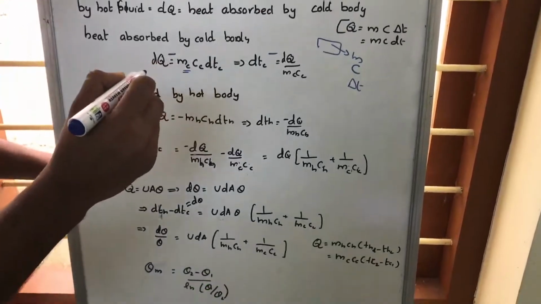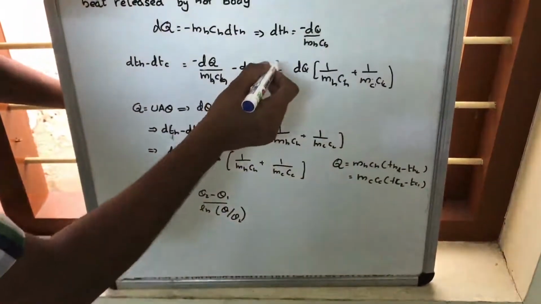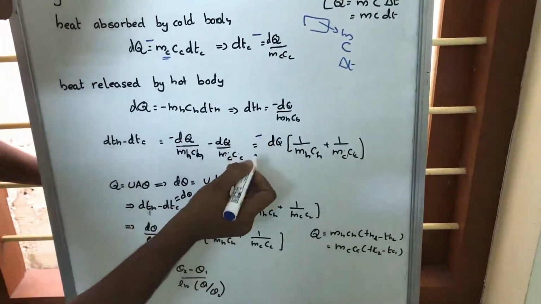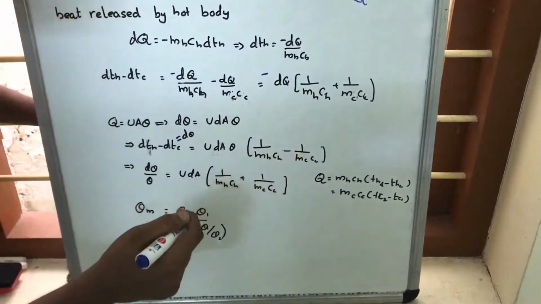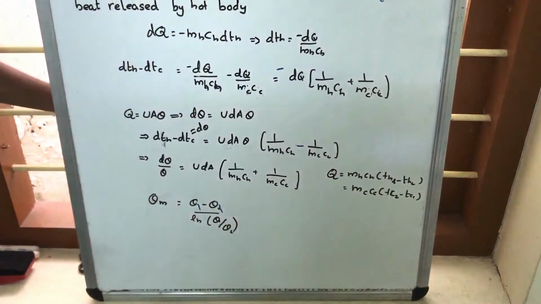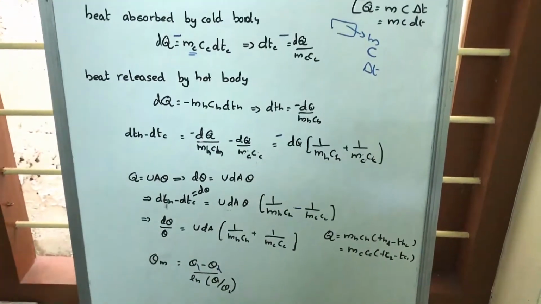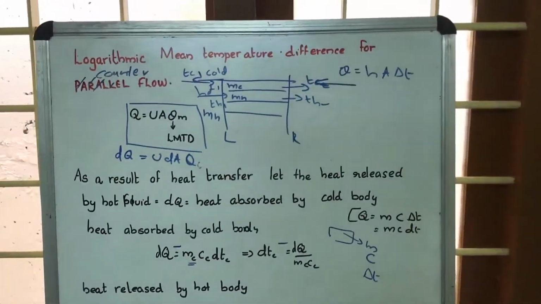So what happens is, at the end, in all these things there will be a change. Here there will be a negative sign, and a negative sign will come here too. Because of that, here there will be theta 1 minus theta 2. This is the difference for counterflow. So counterflow we will do it later. So this is the logarithmic mean temperature difference for the parallel flow.